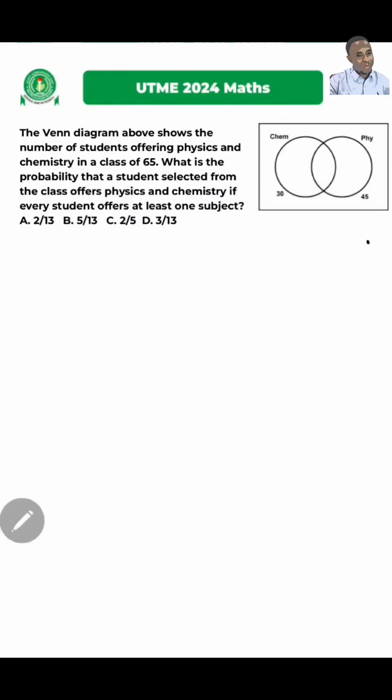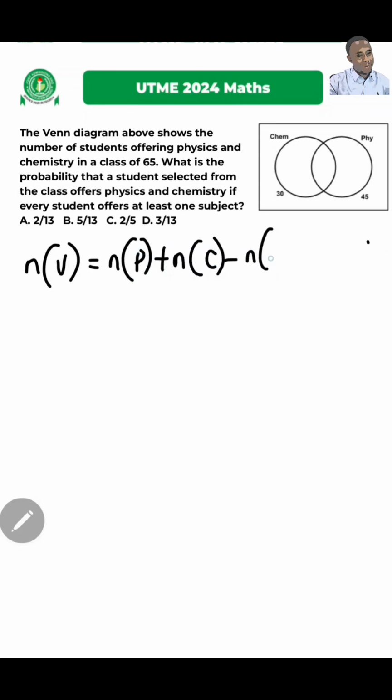Question 16. The Venn diagram above shows the number of students offering physics and chemistry in a class of 65. What is the probability that a student selected from the class offers physics and chemistry if every student offers at least one subject? To do this, I'm going to use my popular universal set equals number of physics plus number offering chemistry minus number offering both, which is physics intersection chemistry.